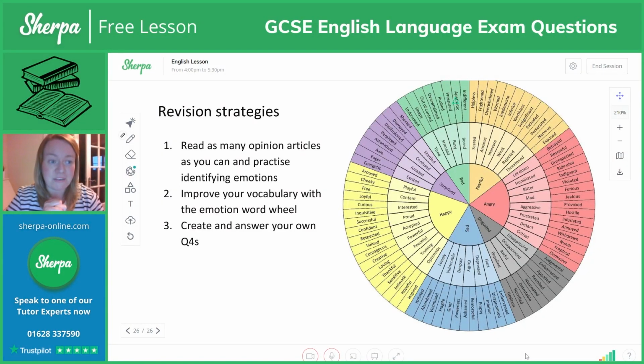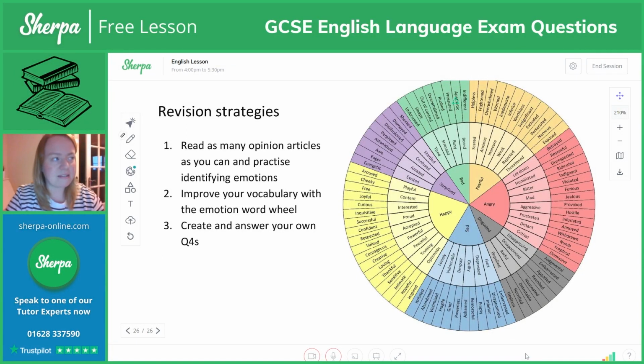Just a reminder of how to revise for this question, because one of the big complaints about English is you can't revise for English. Of course you can. You can revise a list of terminology, different techniques. You can also read. Reading is such a helpful way of revising for so many different questions for English.